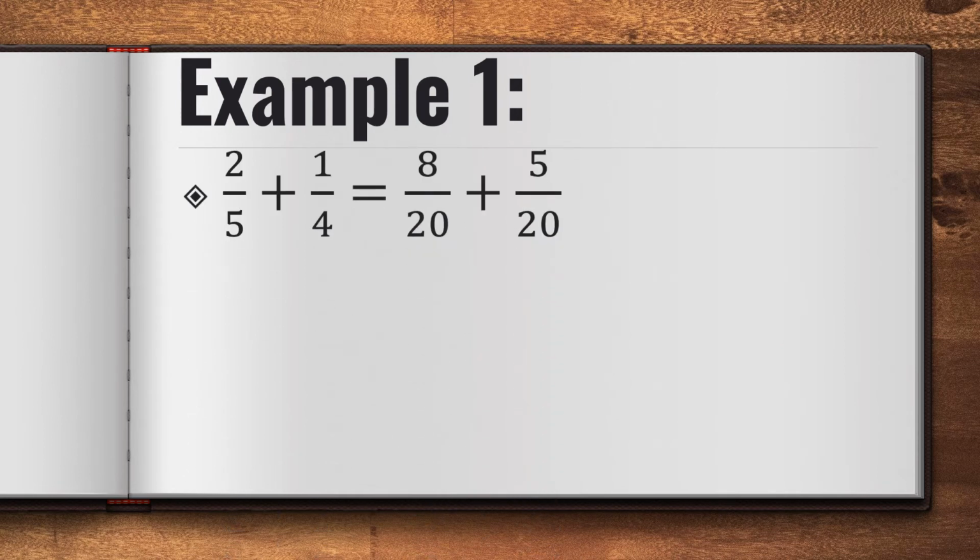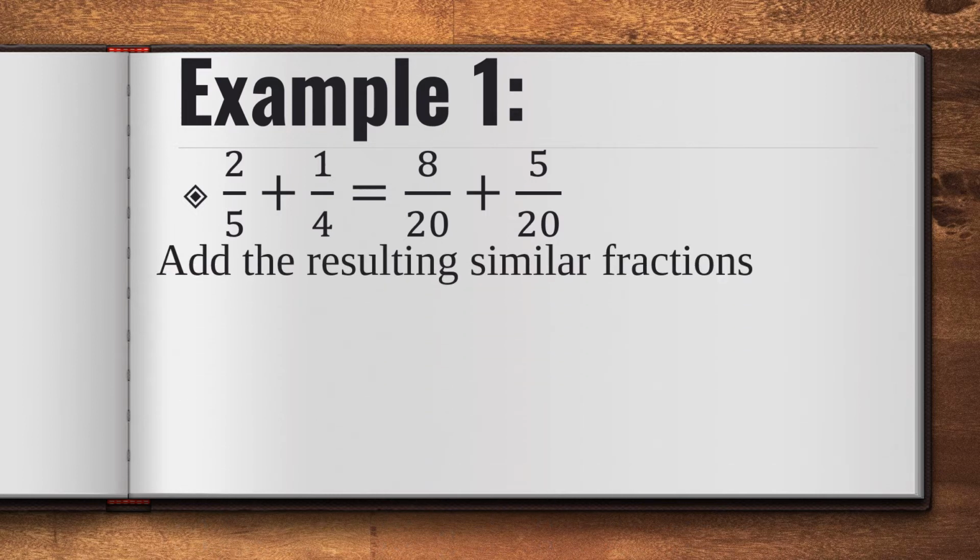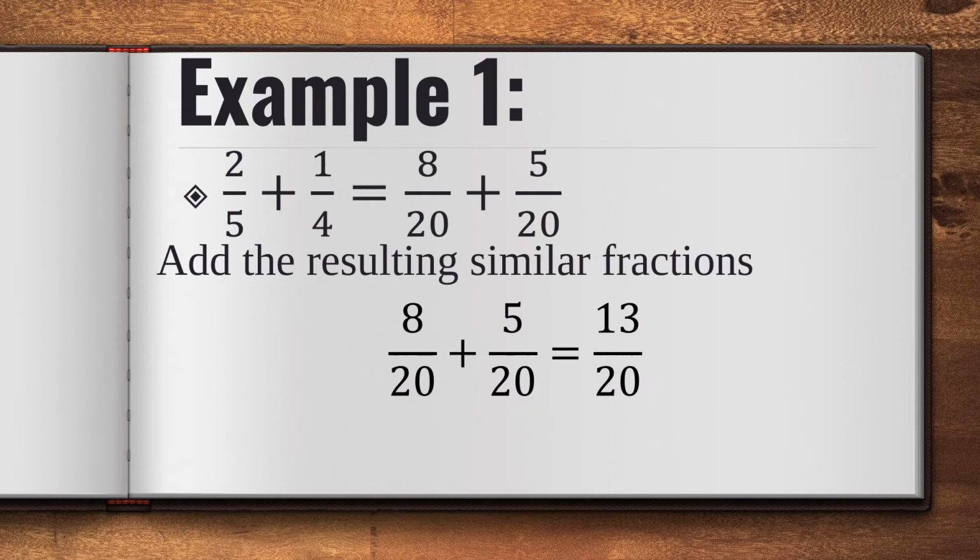After converting them into similar fractions, we now have 8 over 20 plus 5 over 20. We will now proceed with addition. So add the resulting similar fractions. We have 8 over 20 plus 5 over 20. Just add the numerators. 8 plus 5 is equal to 13, and then just copy the denominator. So the final answer is 13 over 20. If you still have some confusion, let's have another example.